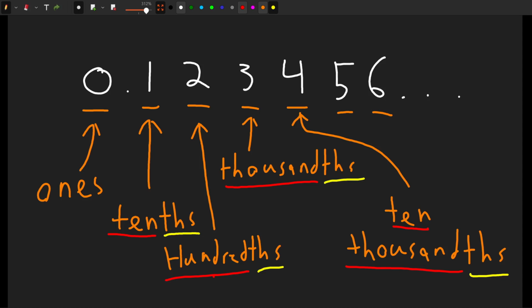This 1 right here is a portion of 10. The 2 is a portion of the hundreds. 3 is a portion of the thousands, so on and so forth. Now, that's really what a decimal is and how we understand decimals, but now let's talk about how we work with decimals. And so naturally we'll talk about the 4 operations: addition, subtraction, multiplication, and division.